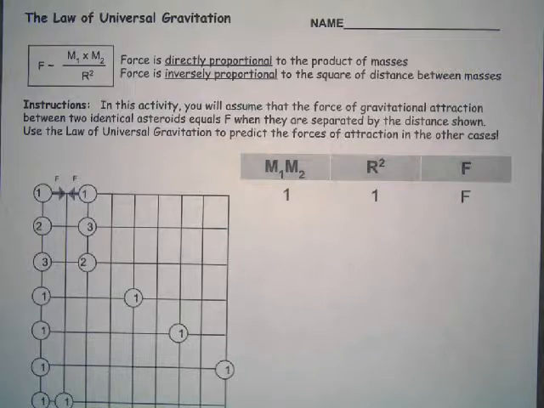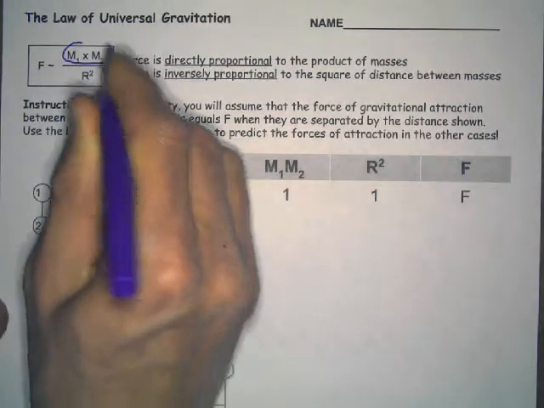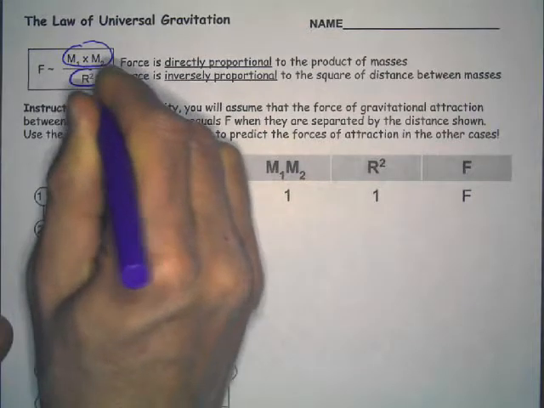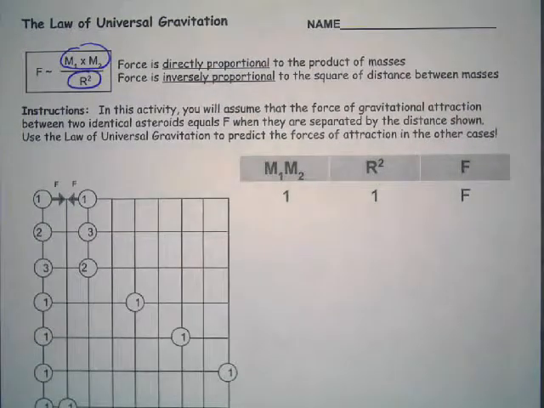We discovered in class that the law of universal gravitation states that whenever you have two masses, they're going to attract each other with a force F, and that's a gravitational force. In class, we discovered that force is directly proportional to the product of the masses, so the m1 times m2. And we also discovered that the force is inversely proportional to the square of the distance between the masses. This is a famous example of an inverse square law, because the force gets smaller as the distance grows by an inverse square.